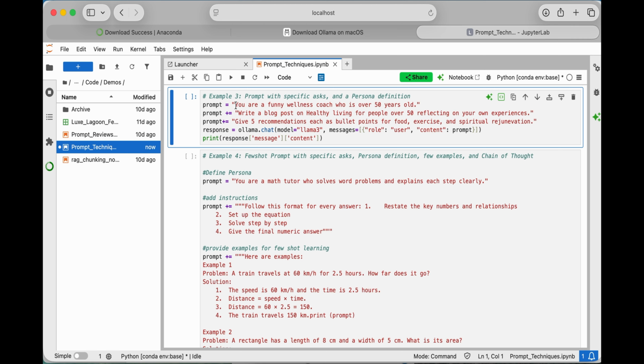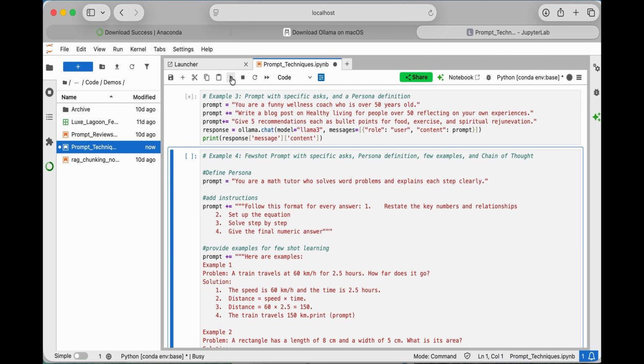So I've updated the prompt. I've used the role-based prompting technique. I have also added an instruction to write the blog post on healthy living for people over 50, reflecting on your own experiences. The rest of the instruction remains the same.